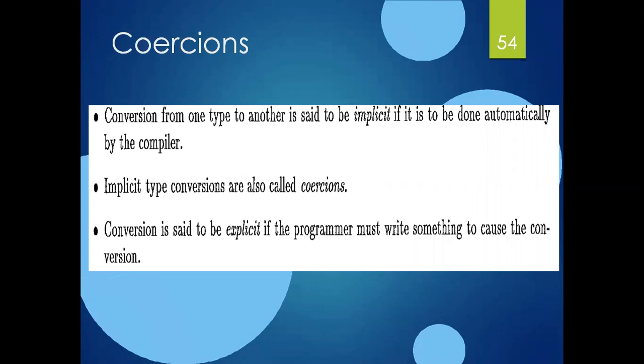And here we need to know what implicit conversion and what explicit conversion is, because type conversions can be divided into two types. One is implicit and another one is explicit conversion. When do we say that it is implicit?